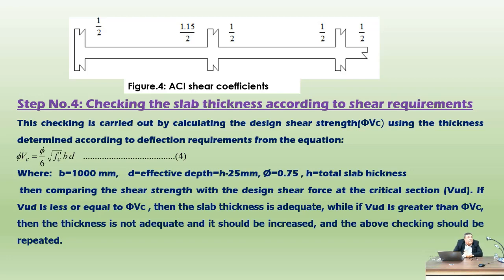Then, compare the shear strength with the design shear force at the critical section, V sub UD. If V sub UD is less than or equal to phi VC, then the slab thickness is adequate. While if VUD is greater than phi VC, then the thickness is not adequate and it should be increased, and the above checking should be repeated.